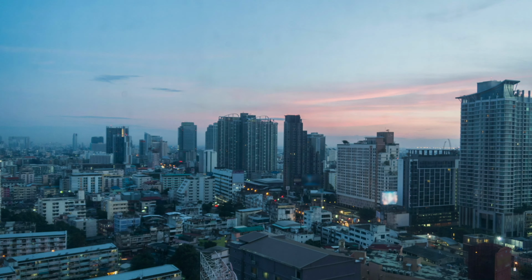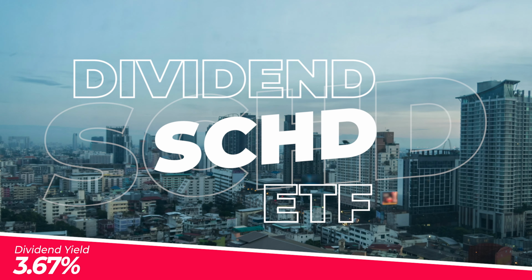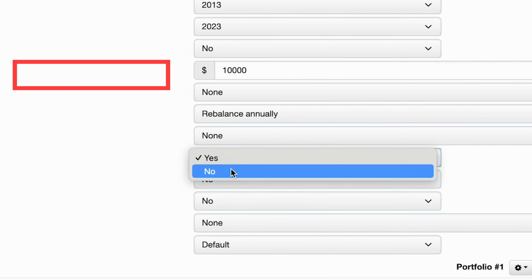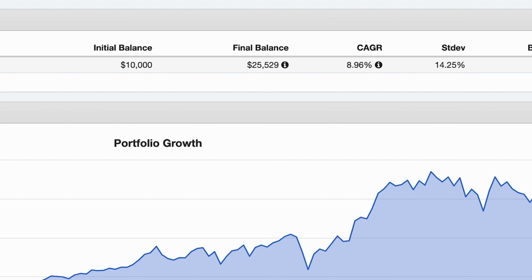Let's take a quick example of why this is so powerful using the dividend ETF fund SCHD. This is Charles Schwab's high dividend ETF, and it currently has a 3.67% annual dividend yield. Now, if you invested $10,000 10 years ago and you decided not to reinvest the dividends, today, as of the recording of this video, you would have a total of $25,529. So what that would mean is when SCHD is actually paying you dividends, you're withdrawing that money or doing something else with it or having a lot of beers with your buddies. Be careful. But honestly, what's the opportunity cost? What are you missing out on by not reinvesting those dividends?